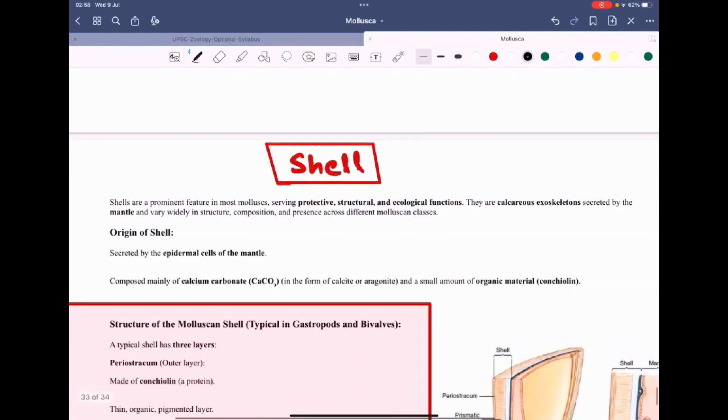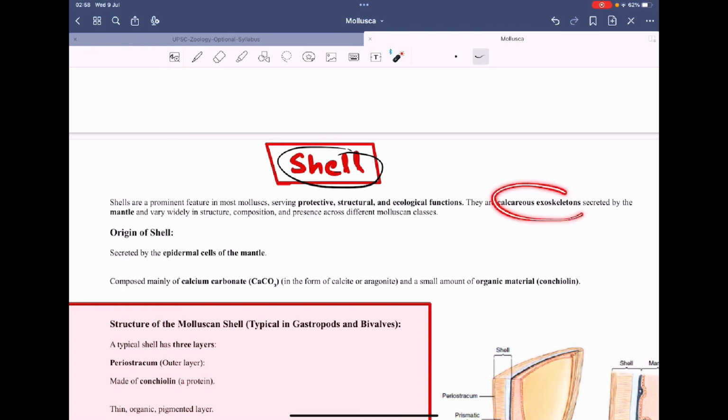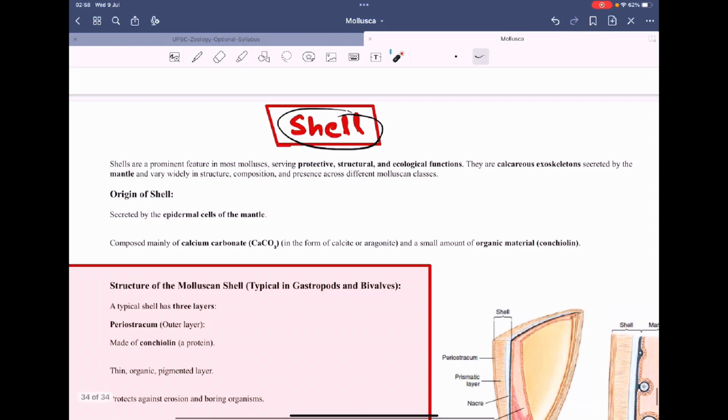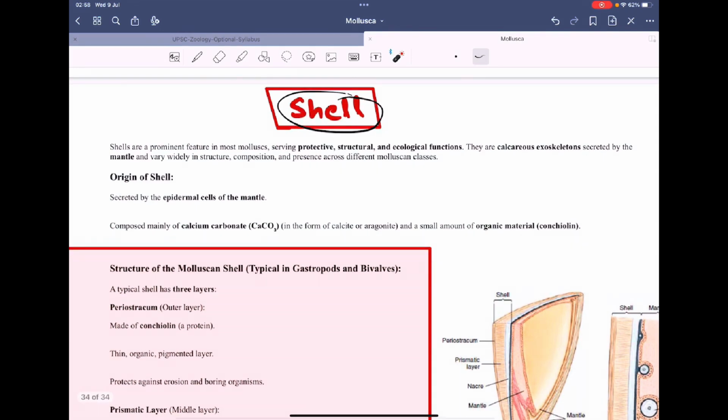Next, the questions regarding the shells have been asked. The shells are the prominent features in the mollusks. They are protective, structural, and ecologically functional in the mollusks, and they are calcareous exoskeletons. They are secreted by the mantle. In origin, they are epidermal. The epidermal cells of the mantle secrete the shell, and they are composed mainly of calcium carbonate or aragonite. A small amount of organic material can be the conchiolin.